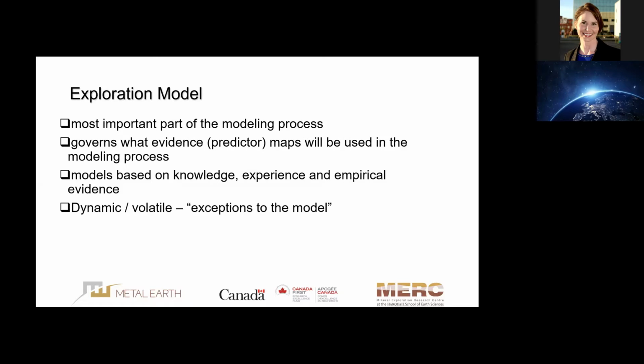The exploration model is the most important part of the modeling process, and this is why we need the transect leaders' help in this. It governs what evidence or predictor maps will be used in the modeling process. So it's obviously the key part of the whole thing. Our models are based on knowledge, experience, and empirical evidence. And often our models are dynamic or volatile, or have exceptions, as more data becomes available or more science is done to indicate what are important vectors to mineralization.